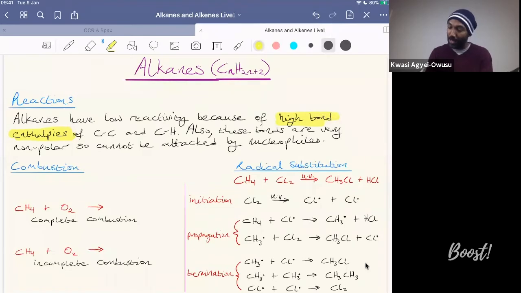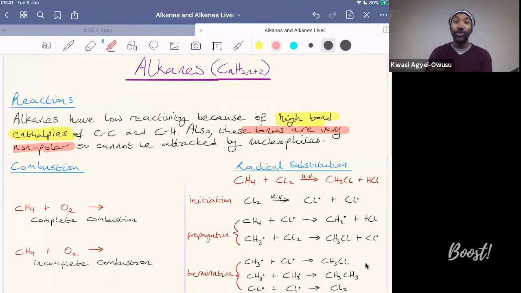Okay, so the bonds are non-polar. These bonds are very non-polar, which is what I state here. So they can't be attacked by nucleophiles, which leaves very little in the way of reaction options. So combustion, which is burning in oxygen, whether in excess oxygen or a limited supply of oxygen, so complete combustion and incomplete combustion. And then we'll look at radical substitution, which is another reaction pathway available to the alkanes.